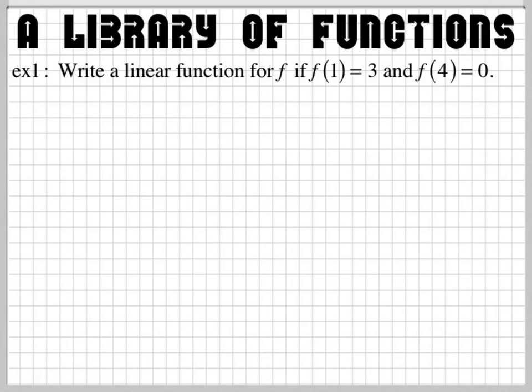So I just want to show you a couple things that you guys might not have seen before. And this one right here is about reading it. This is: write a linear function for f, if f of 1 is 3 and f of 4 is 0. It doesn't give us something that we're used to seeing.